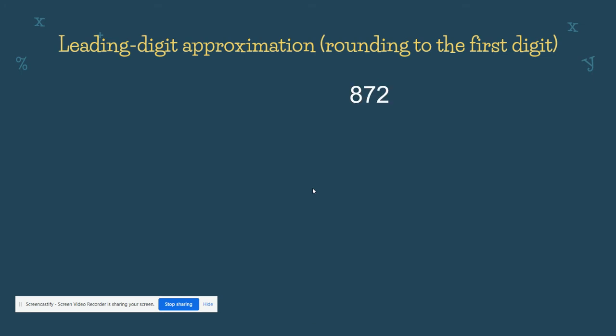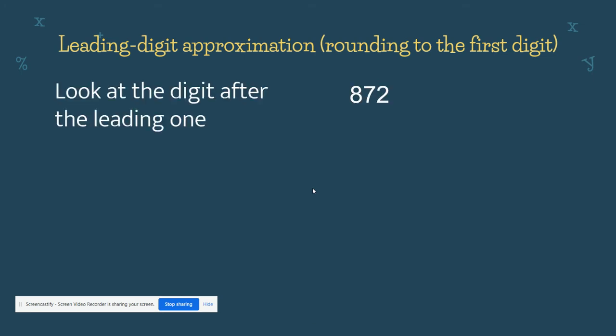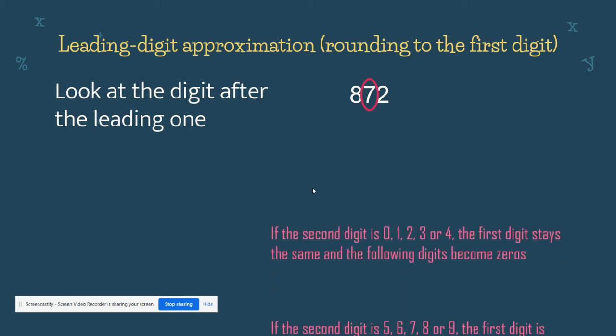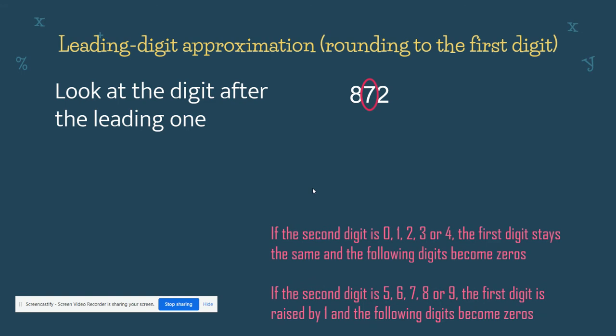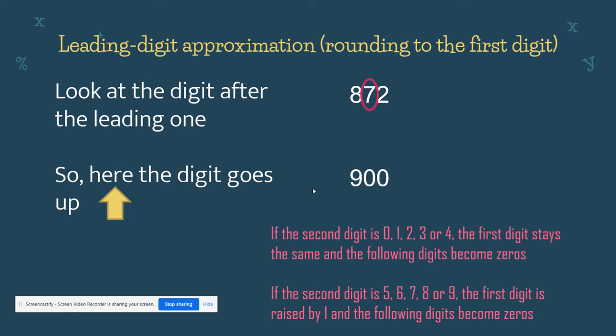Let me give you another example. You've got 872. We look at the digit after the first digit, and it is a 7. That is a strong number, so it raises our 8 to a 9, and the rest of the digits become 0. Make sure that you've written these rules down so that it's clear. Put it in your own words, and the answer will be 900.